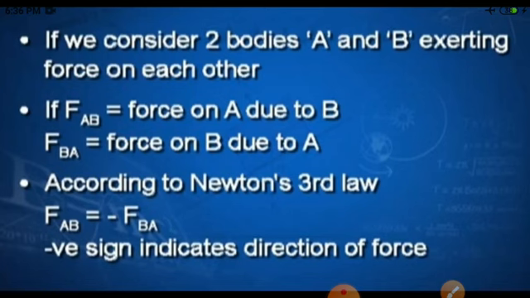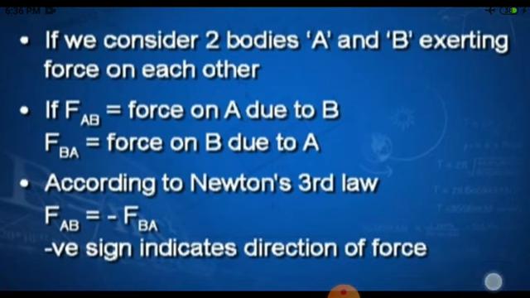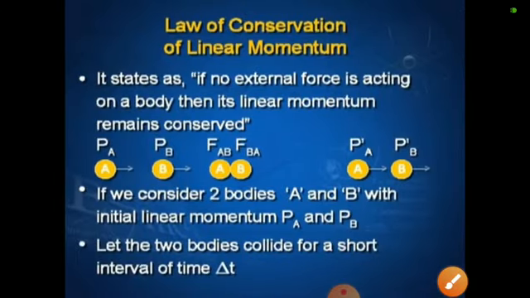So, this is the mathematical form of Newton's third law of motion, that FAB is the force on A due to B and FBA is the force on object B due to A. According to Newton's third law, we can write FAB is equal to minus FBA, where the negative sign indicates the direction of force. Now, next is the conservation of linear momentum.